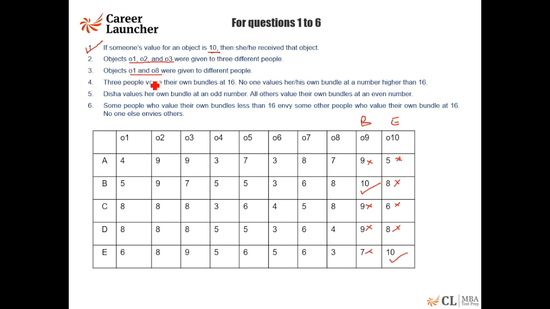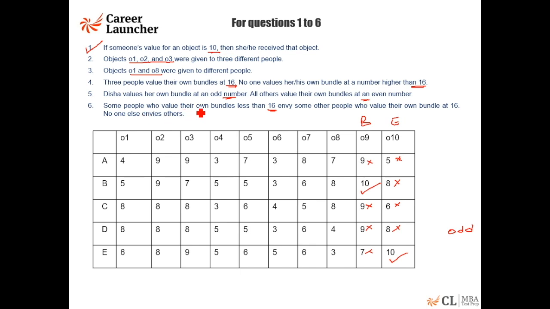Objects O1, O8 were given to different people. 3 people value their bundle at 16. No one values his or her own bundle higher than 16. So the maximum value of any bundle is 16. Okay. Disha values her own bundle at an odd number. So Disha's value is an odd number. She values all others' bundles at an even number. Okay. No one values their own bundles at less than 16.